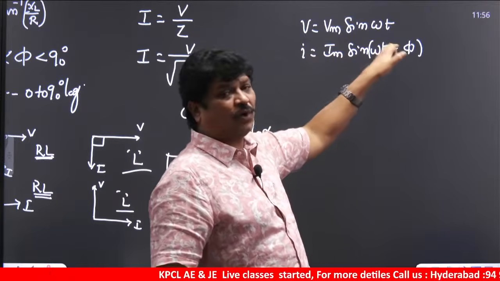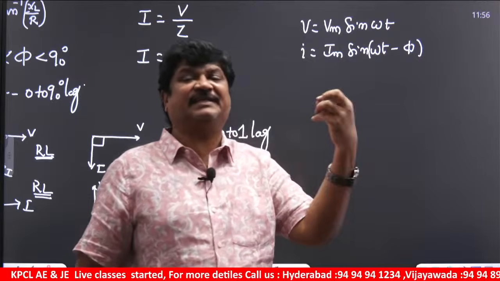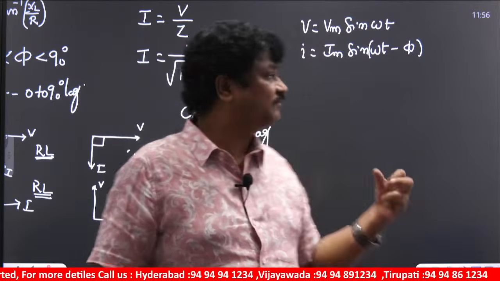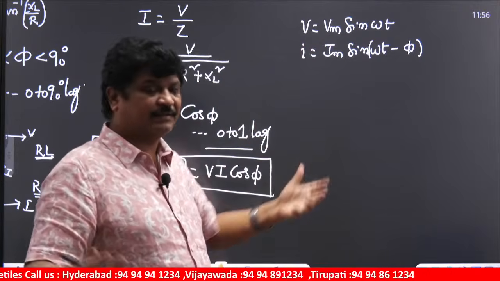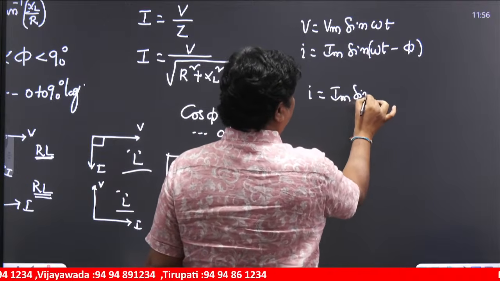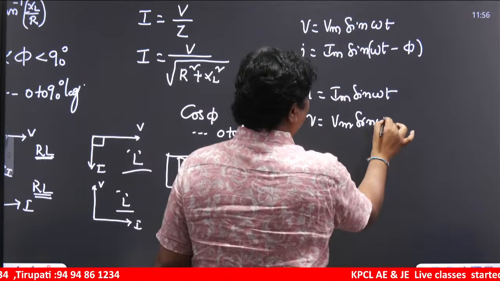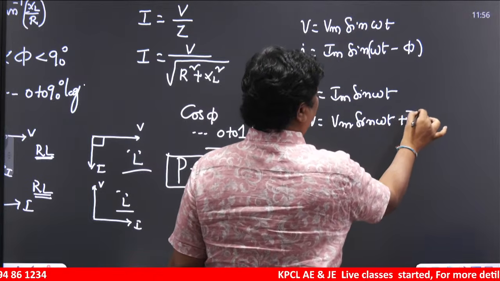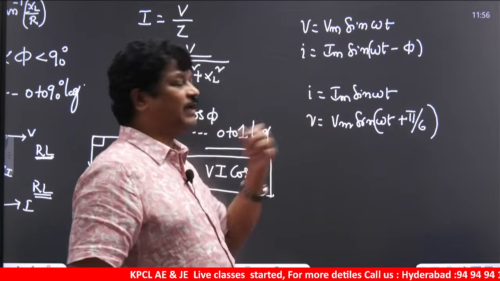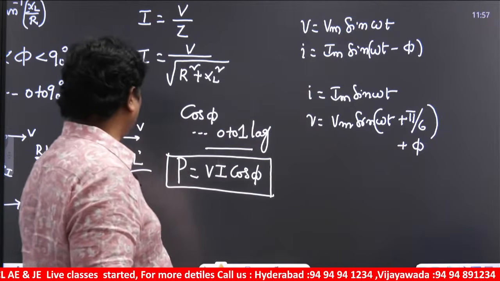Sir, it is not 0, it is not 90. It may be 30 degrees, 45 degrees, 60 degrees, something like that. But it is less than 90 degrees. This is the waveform. Or else, current I is equal to Im sin omega t, and V is equal to Vm sin omega t plus pi by 6, pi by 3 or something like that. Plus phi we can write. This angle.